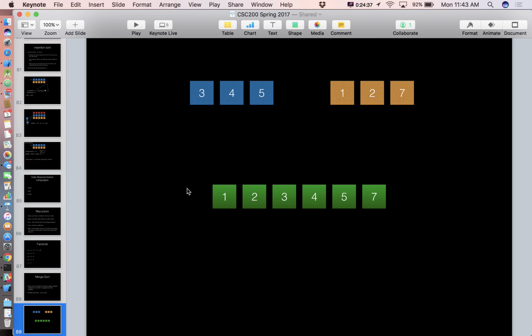So what I'm going to do here, just to show how this algorithm works, you're going to want to pay attention and make notes of this because you're going to be implementing this for your homework assignment.